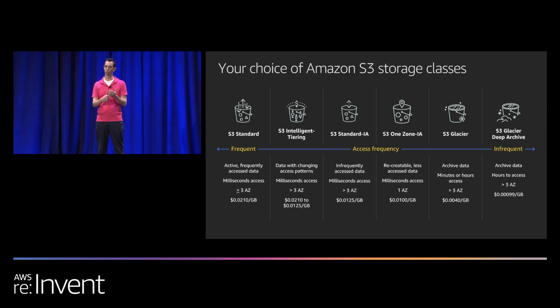Standard infrequent access and one-zone infrequent access. Both are optimized for that less frequently read data. There's a per gigabyte retrieval fee for these storage classes, so you get the lower storage cost, but then you're paying a cent per gig to retrieve the data.